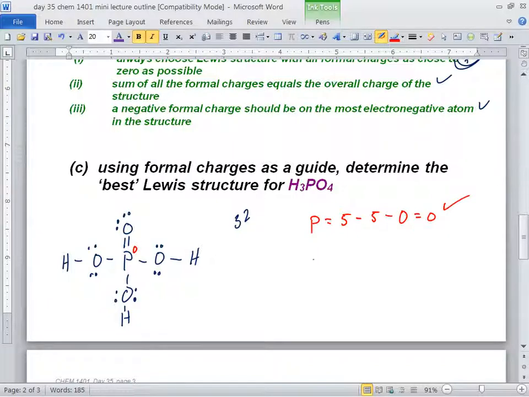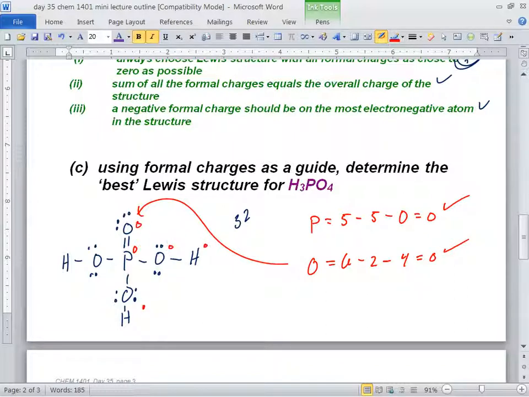And then that oxygen, right? This oxygen. Number of valence electrons is 6, minus bonds, 2, minus lone electrons. Yeah, there's 4 dots on there: 2, 3, 4. So it'd be 4. And then you get 0. So everything's 0. It works.